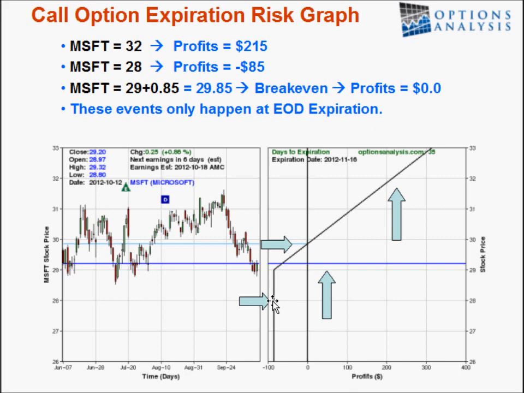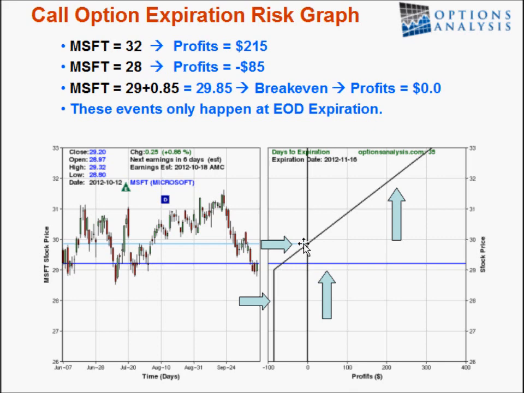We immediately note that for all values of Microsoft at expiration below 29, we're going to lose our $85. And we get this nice vertical straight line that occurs with a kink right at 29. Once Microsoft is above 29, we start to make a profit, and that profit starts to take away from the $85 we'll lose until we reach this number, where this blue line is intersecting our risk line right at zero profits, and that blue line is what's called the break-even point.